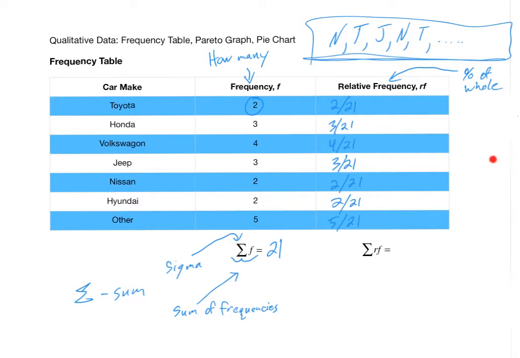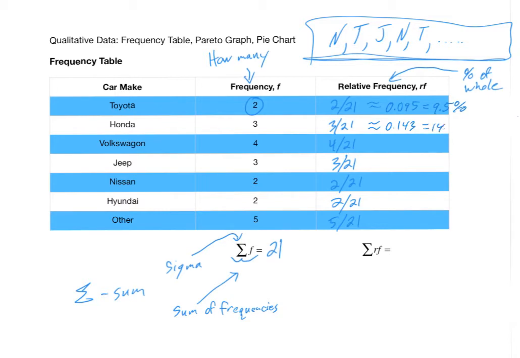Now, often this fraction will be written as a decimal or percentage. It doesn't matter. You could write it as a fraction, or as a decimal. So let's write a couple of them as decimals and percents. 2 over 21 is approximately 0.095. If we converted that to a percentage, that's 9.5%. 3 over 21 is approximately 0.143.